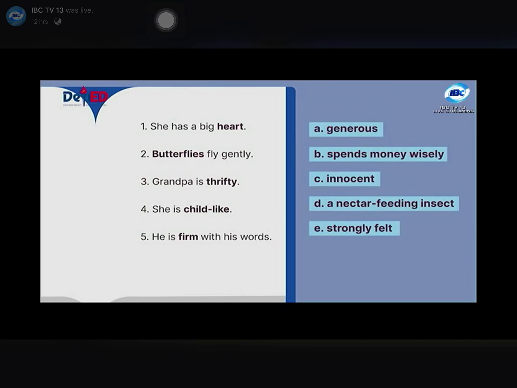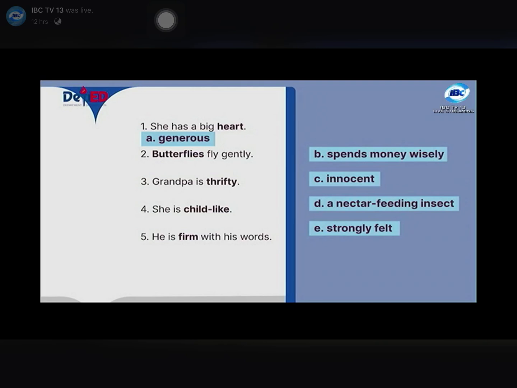Number 4. She is childlike. The word is childlike. What is its denotative or connotative meaning? And for the last number, he is firm with his words. The word is firm. What do you think is its connotative or denotative meaning? For number 1, the answer is letter A. A big heart can also mean a generous heart.